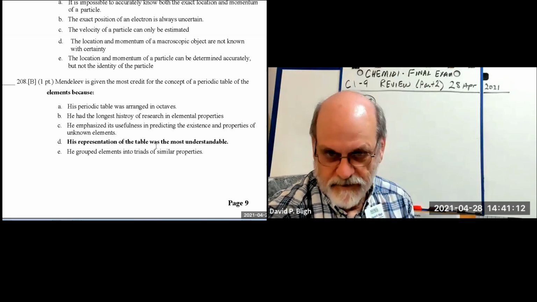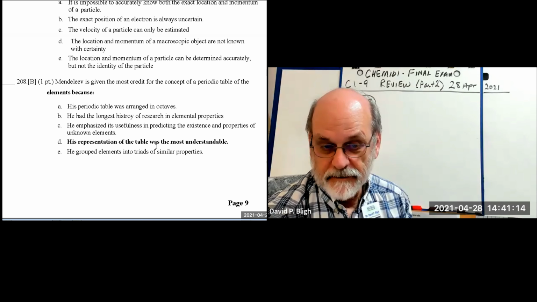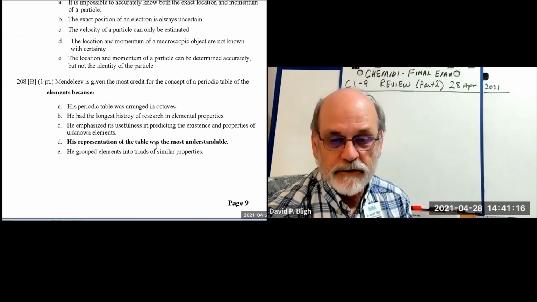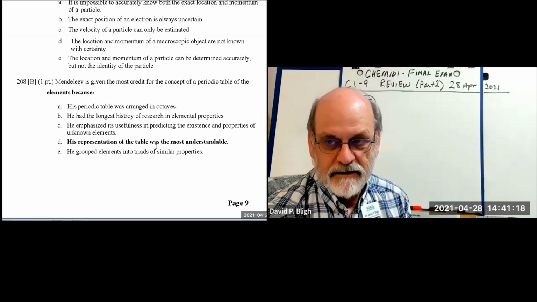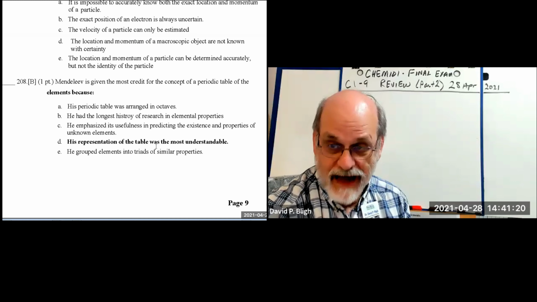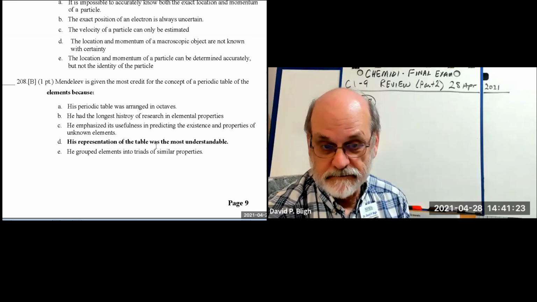He emphasized its usefulness in predicting the existence and properties of unknown elements. There. That's it. C. He used the table to predict both the existence of elements and what their properties would be. So C is really the answer.